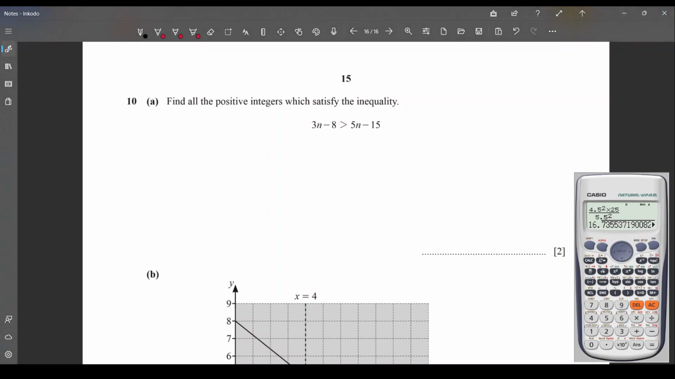Question number 10. Find all the positive integers which satisfy the inequalities. So we'll shift the numbers. Minus 8 plus 15 is greater than 5n minus 3n. So we will get 7 is greater than 2n. So n is less than 7 by 2, that is 3.5. So n is less than 3.5.